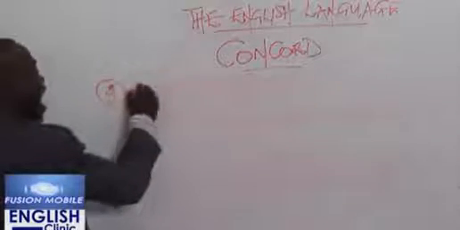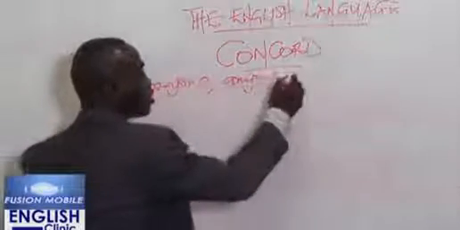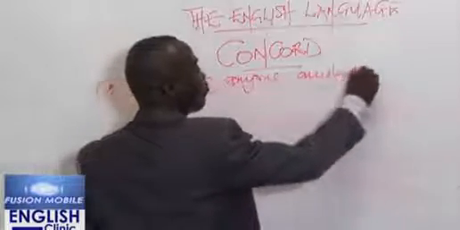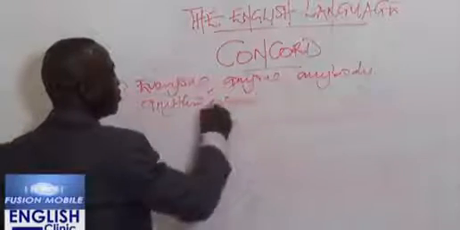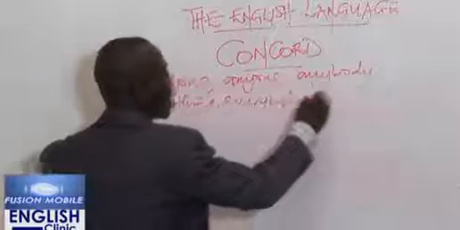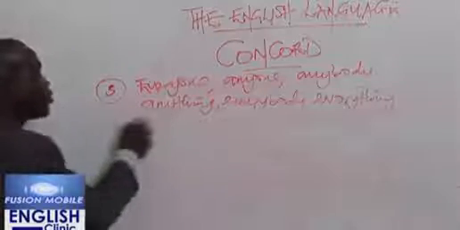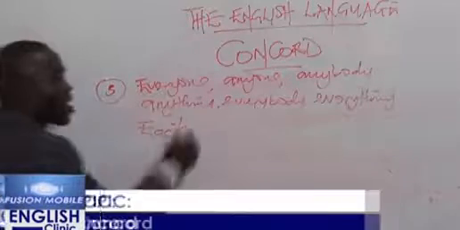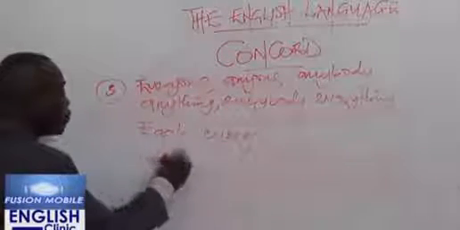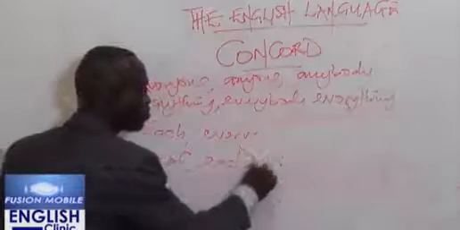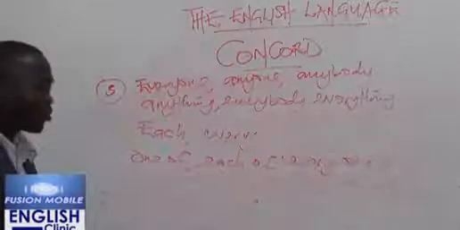So I can say anybody, anything, everybody, everything, and so on and so forth. This also includes words such as what? As each, every. It also includes expressions such as one of, each of, every one of. Now, before we go to this rule, I want to say one or two things here.